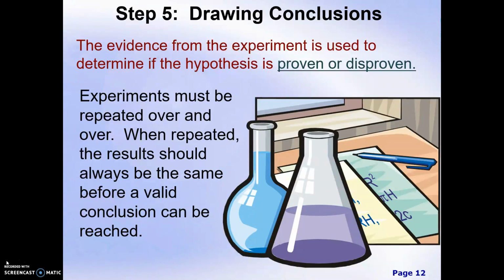We have to do experiments over and over and over all the time. Just because it might have worked the first time doesn't mean it's going to the next time. So scientists continuously are testing their results. They should always be the same over and over again before we can get a valid conclusion. Of course, we are probably not going to be able to do that in science class because we don't have the time to do that, but actual scientists will do that.